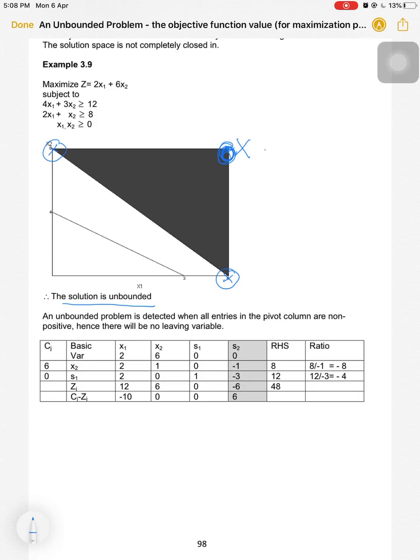Okay, then for number 2, for simplex method, an unbounded problem is detected when all entries in the pivot column are non-positive. So first step in simplex method, after we put all the values in the simplex table, we will identify the variable out from the table.